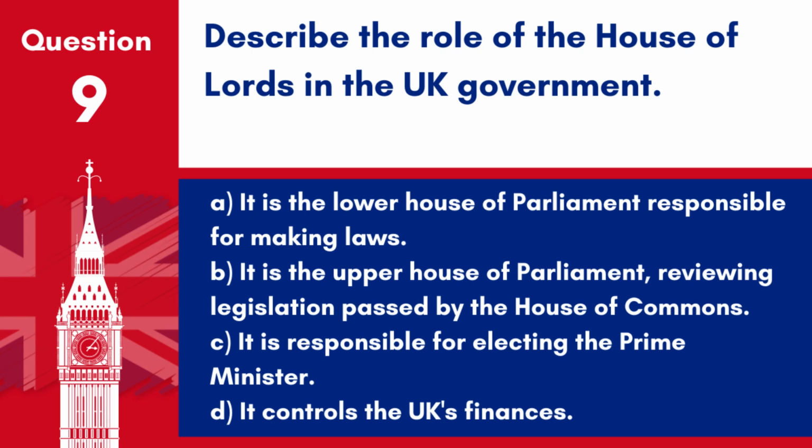Question 9. Describe the role of the House of Lords in the UK government. A. It is the lower house of Parliament responsible for making laws. B. It is the upper house of Parliament, reviewing legislation passed by the House of Commons. C. It is responsible for electing the Prime Minister. D. It controls the UK's finances. Answer: B. It is the upper house of Parliament, reviewing legislation passed by the House of Commons. The House of Lords acts as a revising chamber, scrutinising and possibly amending bills introduced by the House of Commons.